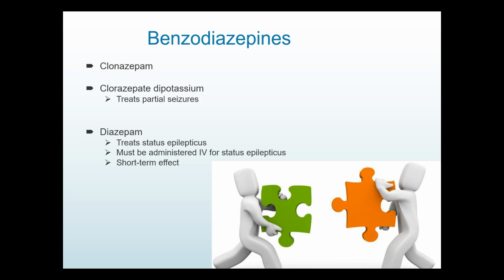Now, these are benzodiazepines. This has been brought up before: clonazepam, clorazepate, and diazepam. Clonazepam is Klonopin, clorazepate is Tranxene, and diazepam is Valium. So not only are these used for other things that we've talked about already, it's also used for epilepsy. The clorazepate can treat partial seizures, and the diazepam status epilepticus, and those are like ongoing seizures, so you basically will give some Valium, which is very commonly used in the hospital.